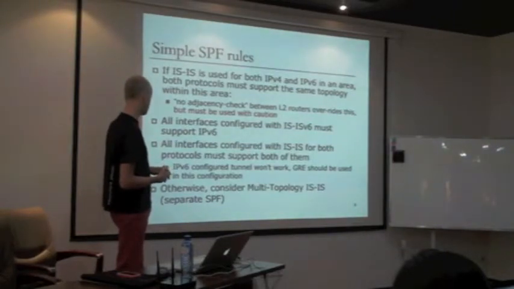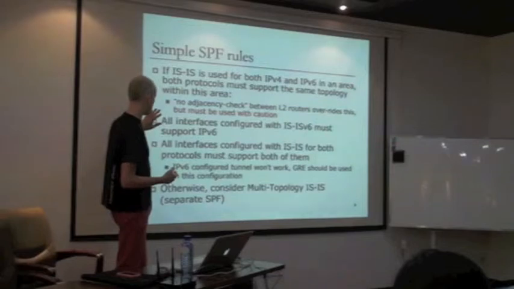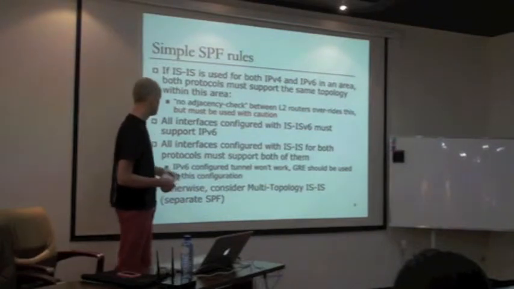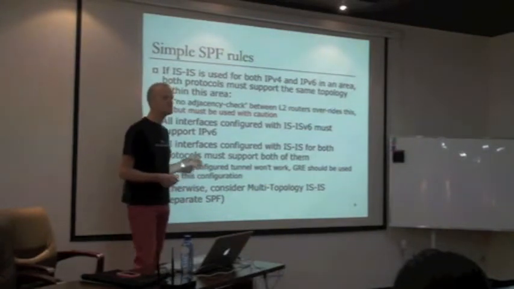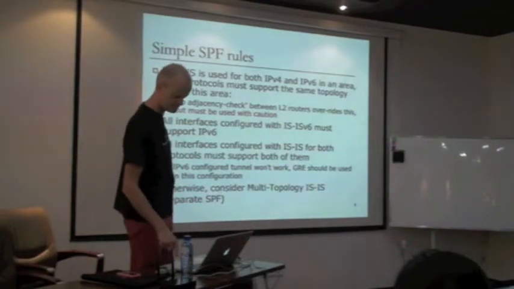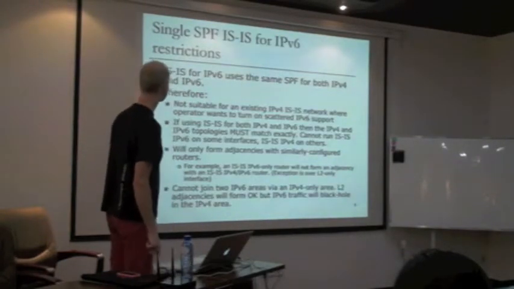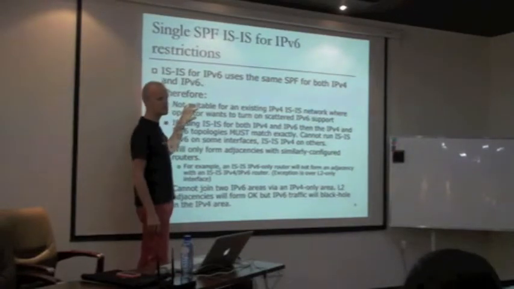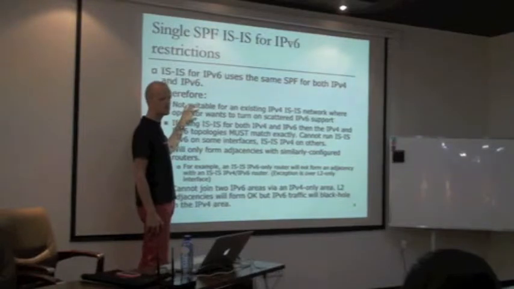What else is interesting? All interfaces configured with ISIS for both protocols must support both of them. Seems fairly obvious. A V6 configured tunnel won't work. You need to use GRE if you want to run V6 over a tunnel. There are various restrictions. If you've got scattered V6 support, not a good idea. You can't really do this.